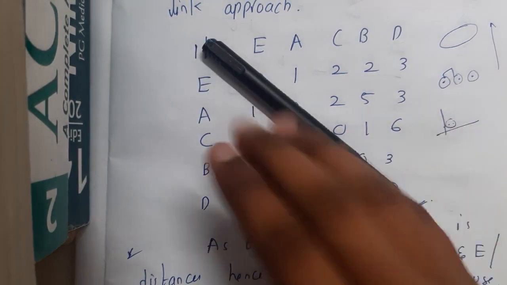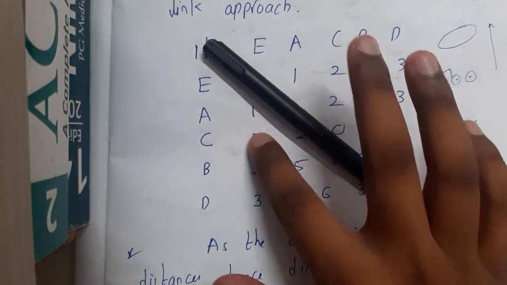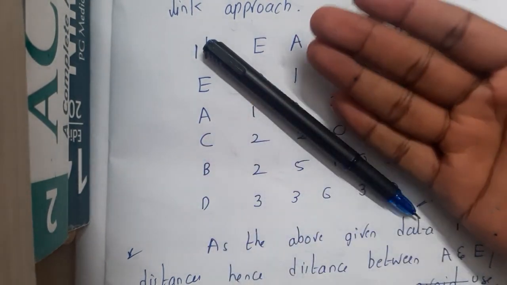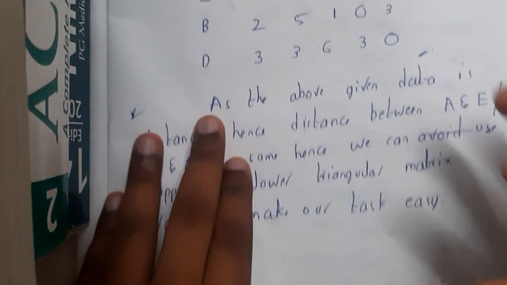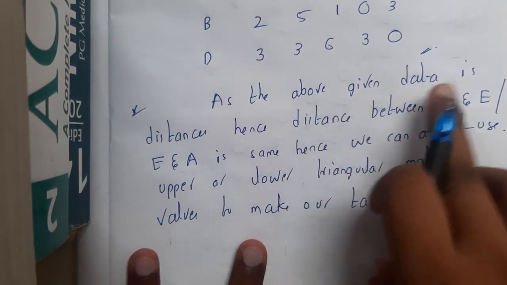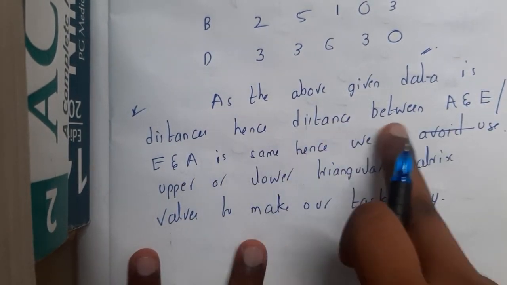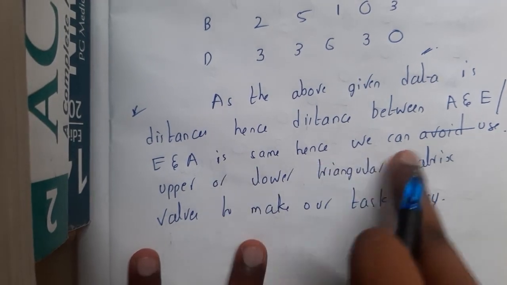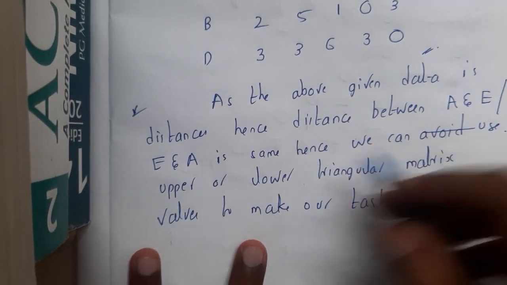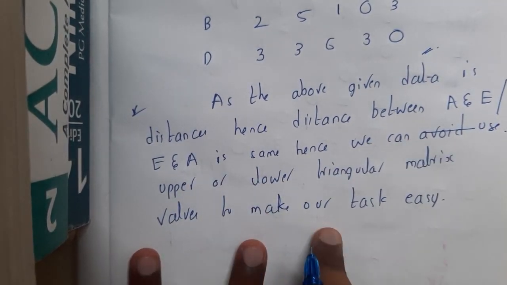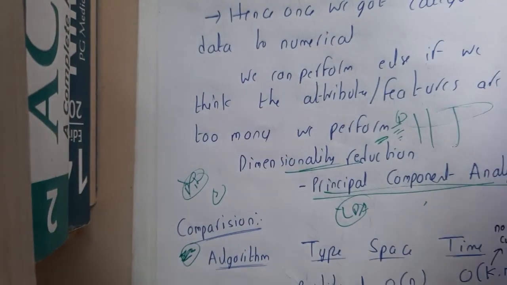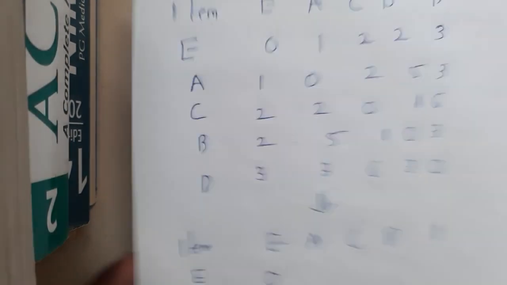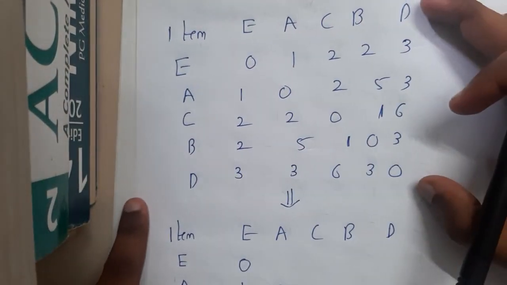Now you understood, right? If you solve for the lower matrix, those values will automatically be reflected on the other side too. That is what I have written here, guys. As the given data is distance, the distance between A and E or E and A is the same. Hence we can use either the upper triangular matrix or the lower triangular matrix. So let us start. Firstly, write the given data and draw the same matrix.